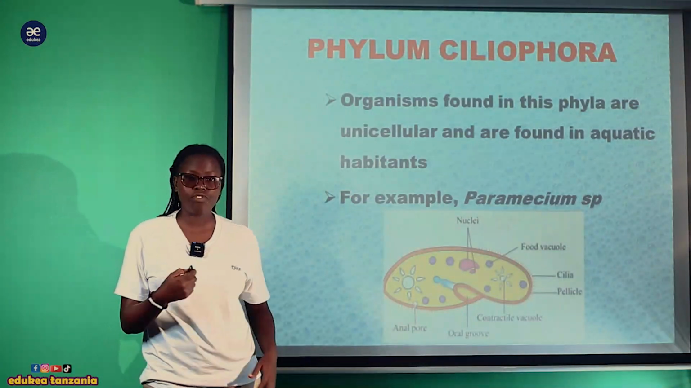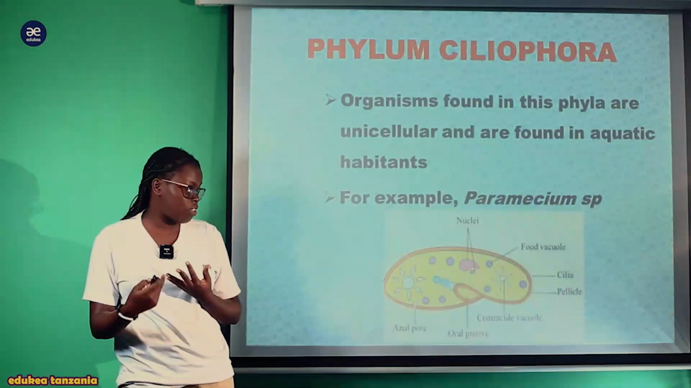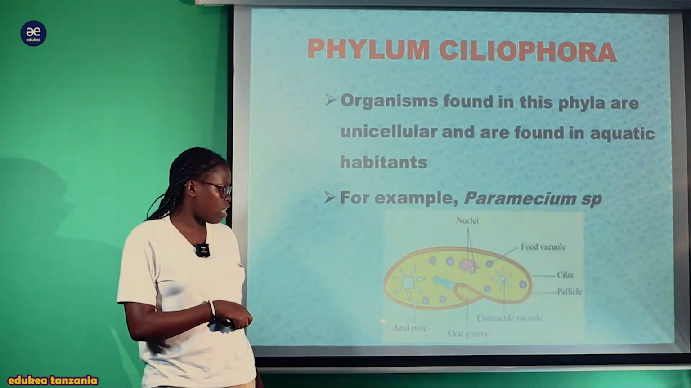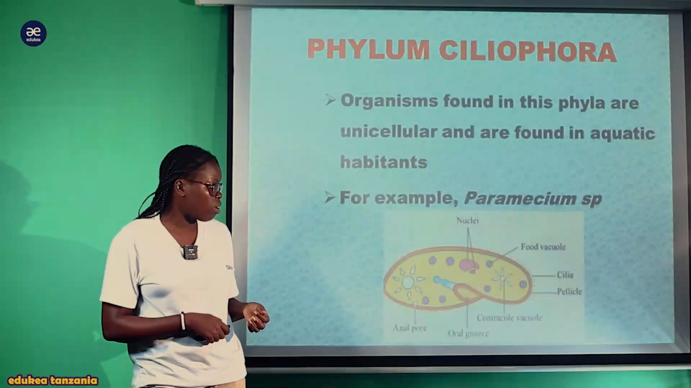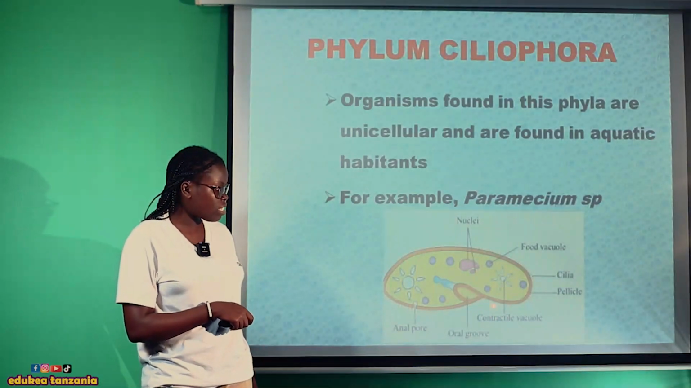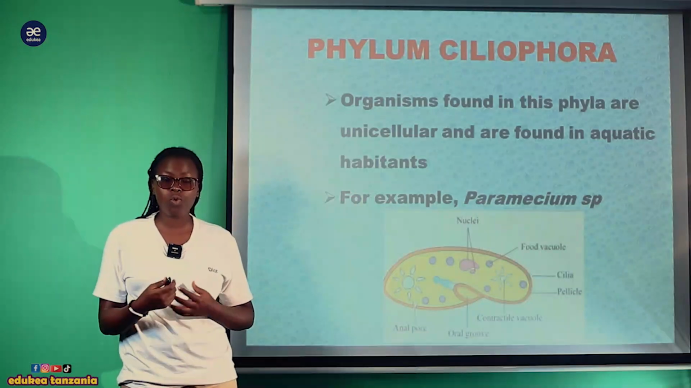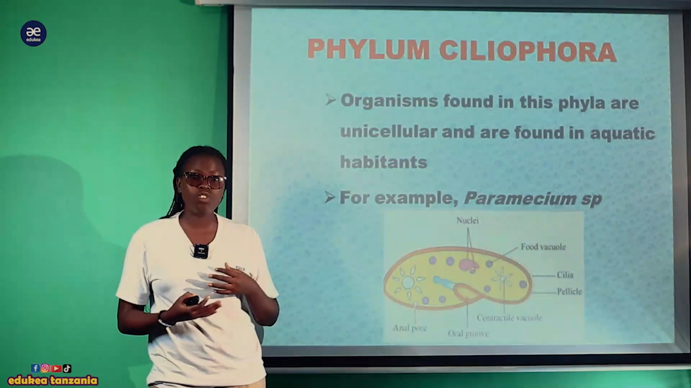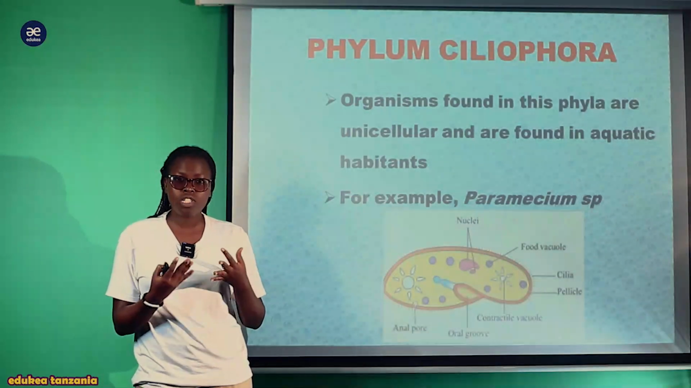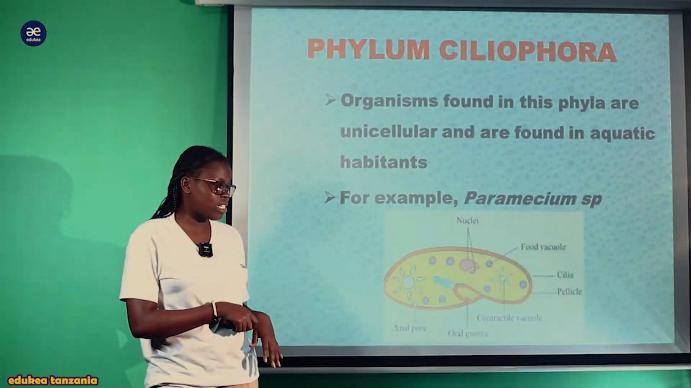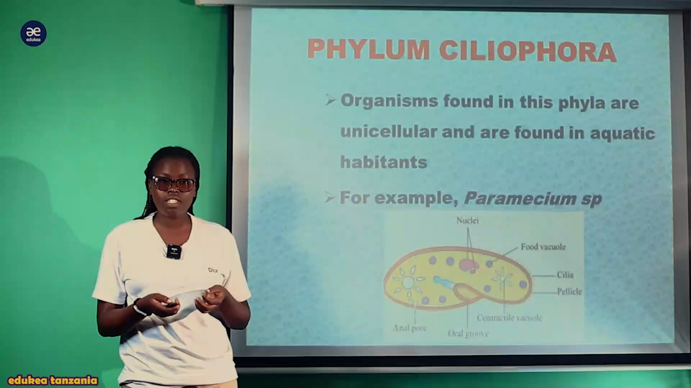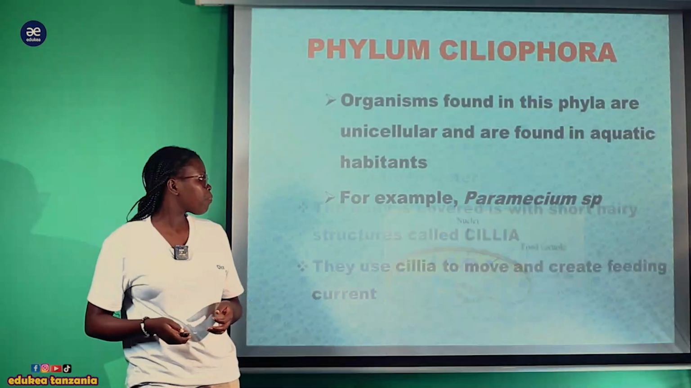This cytopharynx is for ingestion or intake of the food into the mouth. Also, there is this one, anal pore. This is for excretion. Also, there is the contractile vacuole for osmoregulation. Because they are living in water, they need to balance the amount of water. Because if there is no osmoregulation, they will end up bursting. So they have this contractile vacuole to regulate the amount of water.